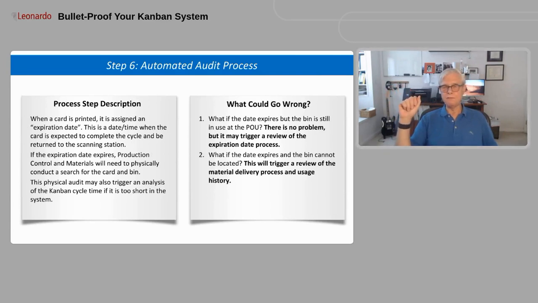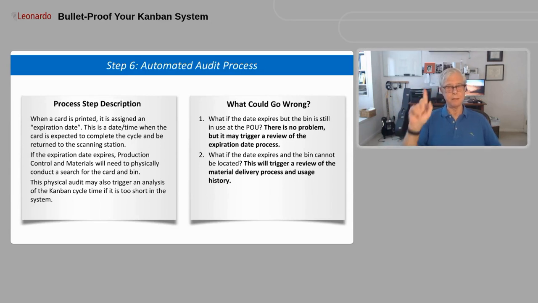Well, if a card gets totally lost, misplaced, your dog ate it, we still have this expected date for that card. And if that card doesn't come back to the scanning station within that time, that raises a flag for production control. So if the expiration date expires and that card has not come back yet, production control and materials will need to physically conduct a search for that card and bin. This is literally someone going to look, going to the station.